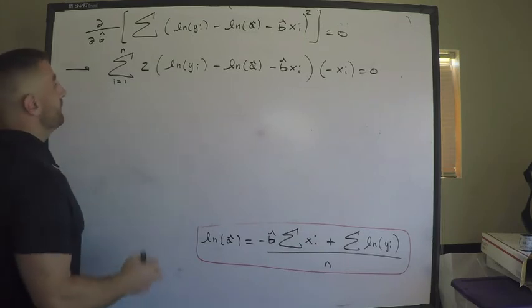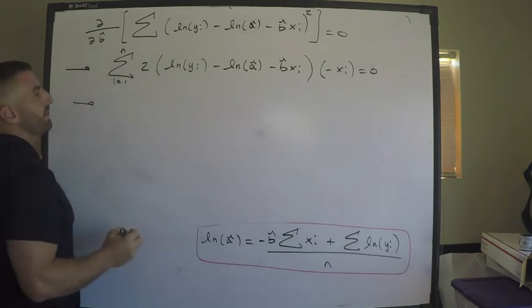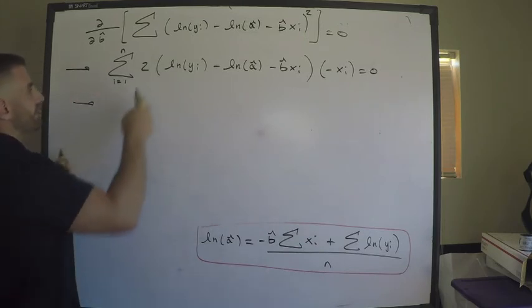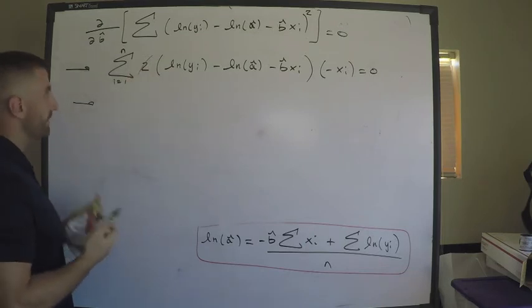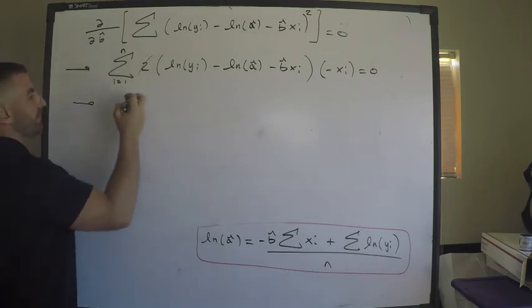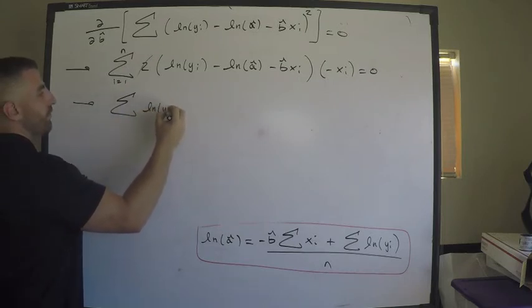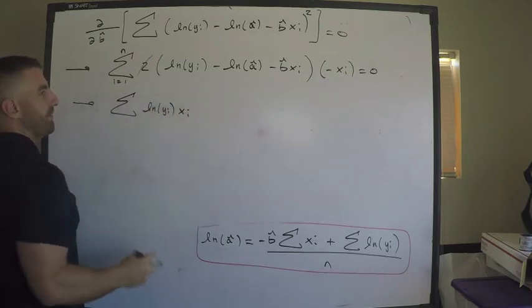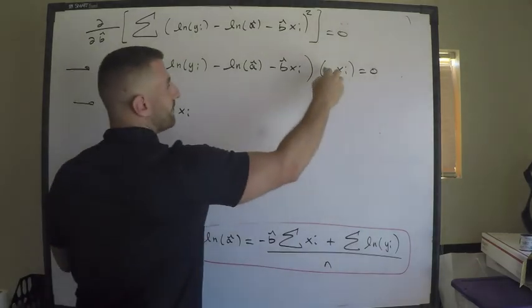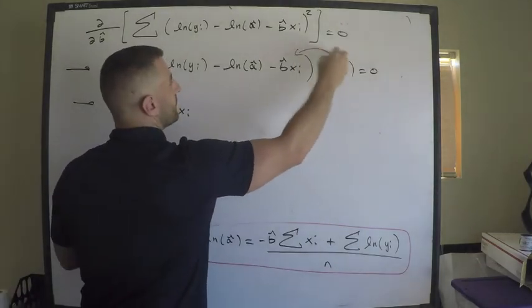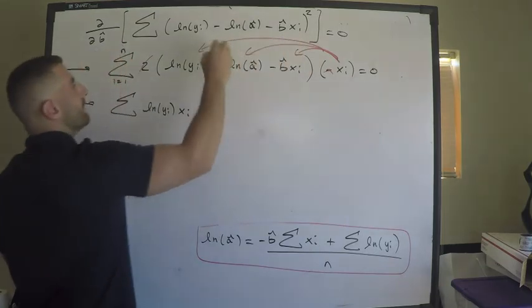Let's distribute it through. So what the following now becomes, I can't get rid of the 2, by the way, right? The 2's gone. By the way, the 2 does not matter. So now I have the sum of ln yi times xi. So I'm taking this xi, I've gotten rid of the negative, and distribute this through. Distribute this all the way in here.